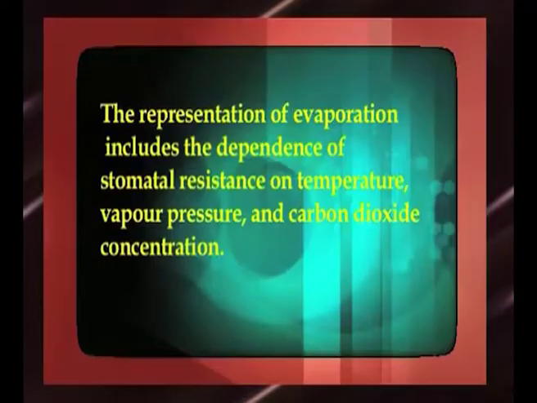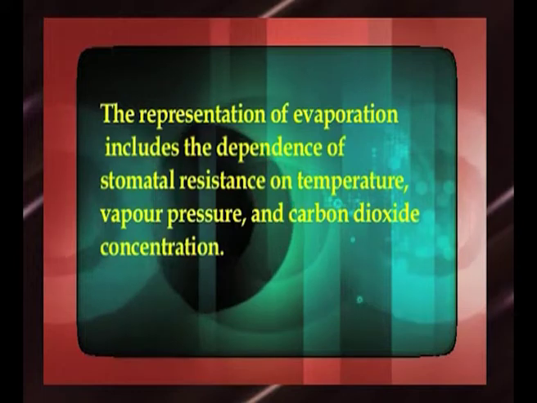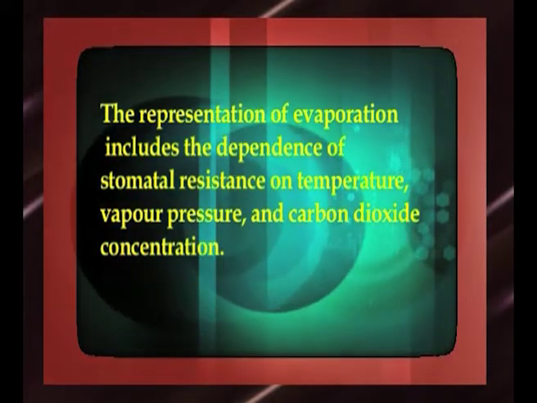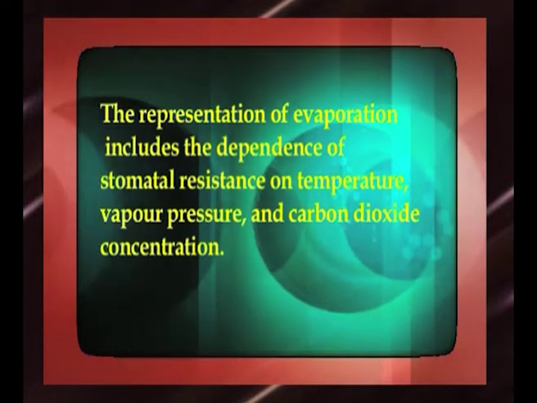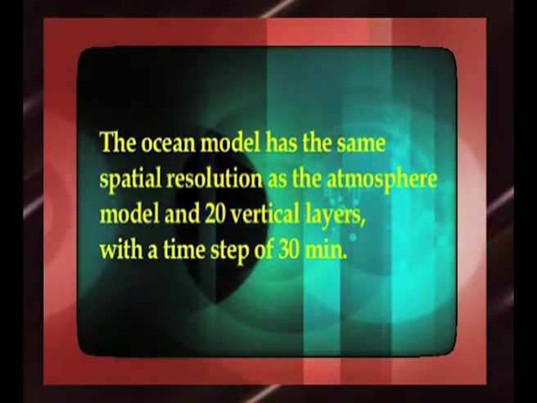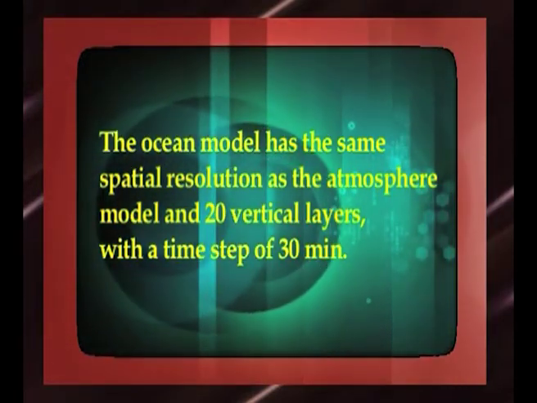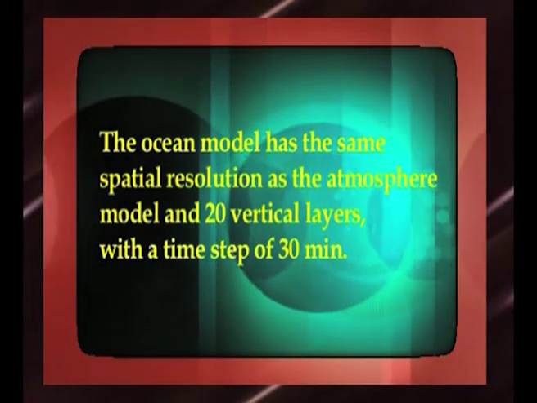It also includes a radiation scheme that can represent the effect of minor trace gases. Its land surface scheme includes a representation of the freezing and melting of the soil moisture. The representation of evaporation includes the dependence of stomatal resistance on temperature, vapor pressure and carbon dioxide concentration. There is an adiabatic diffusion scheme to simulate the horizontal mixing of the tracers. The ocean model has the same spatial resolution as the atmospheric model and 20 vertical layers with a time step of 30 minutes.